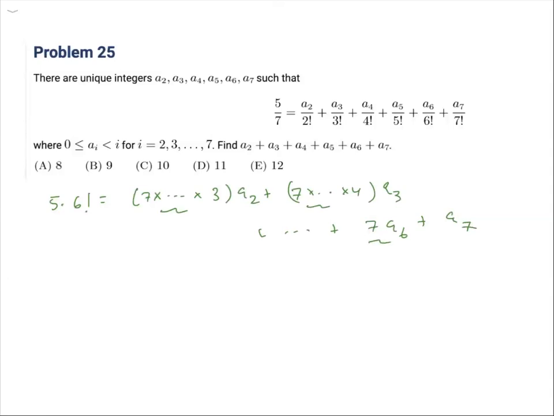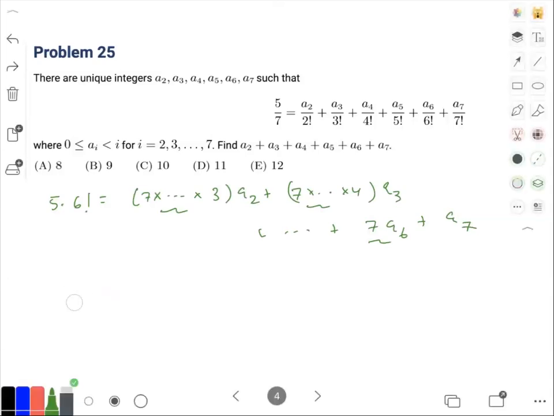So I'm tempted to take mod 7 on both sides. On the left-hand side, 6 factorial is -1 mod 7 by Wilson's theorem. So the left-hand side is -5 mod 7, or 2 mod 7. And 2 would be congruent to anything where the 7 disappears, so a7 is congruent to 2 mod 7. And by this restriction, a7 must be 2.